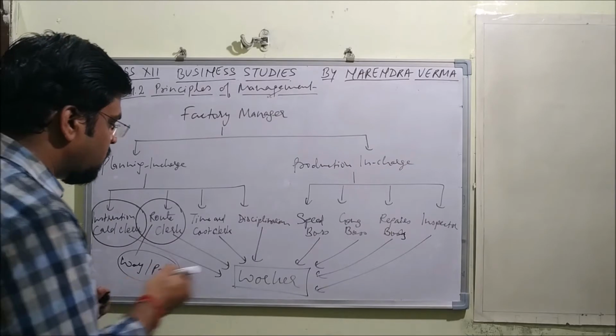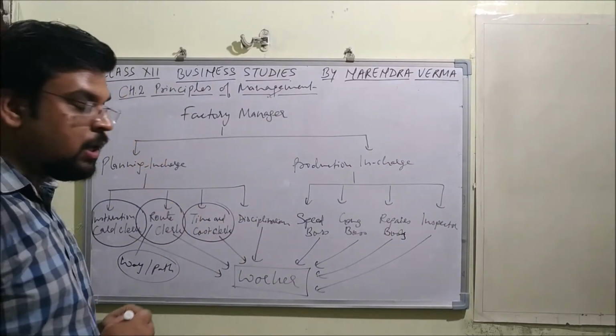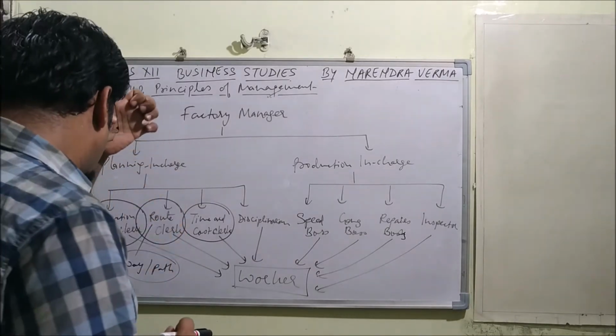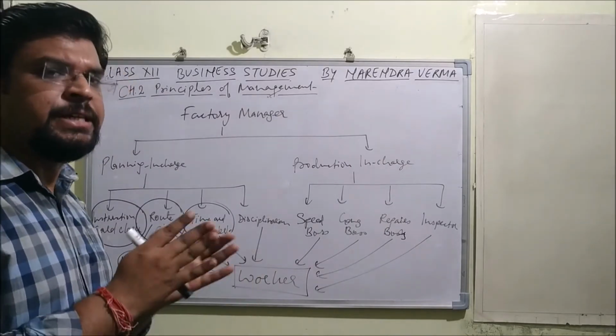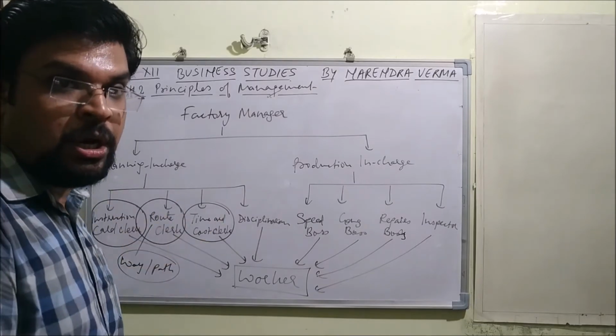Now let's talk about another clerk, that is time and cost clerk. By the name of time and cost, you understand something. So he is a person who prepares 2 kind of sheets. One is time sheet and another is cost sheet.